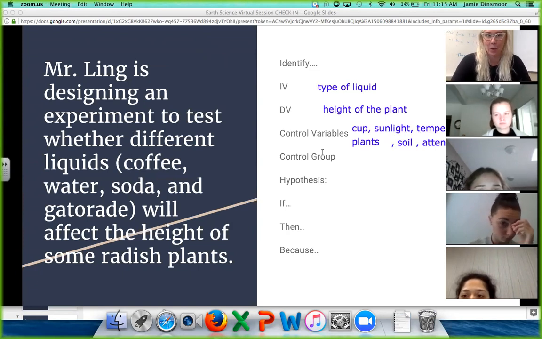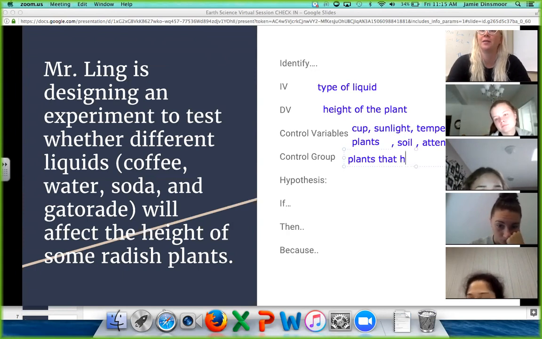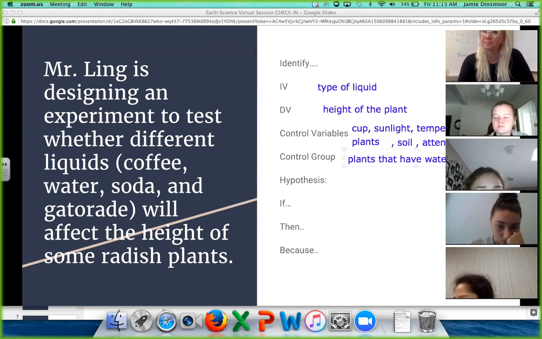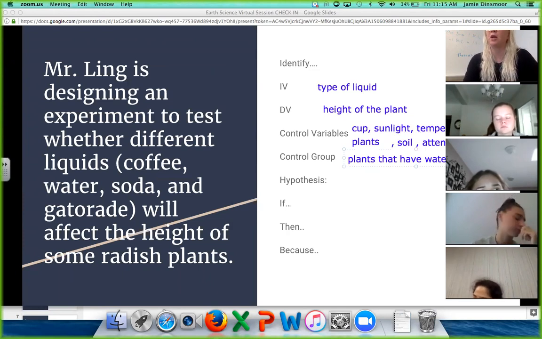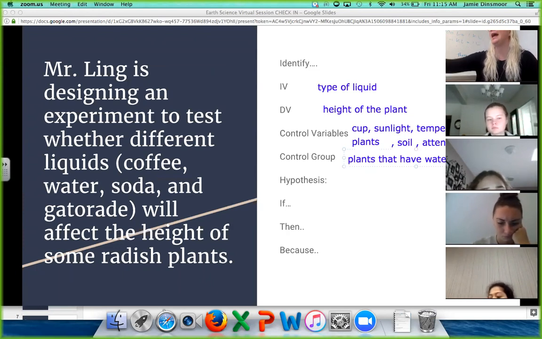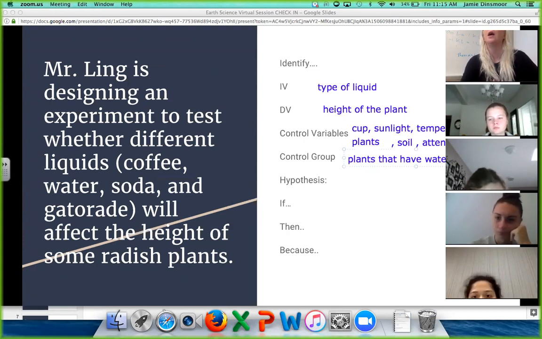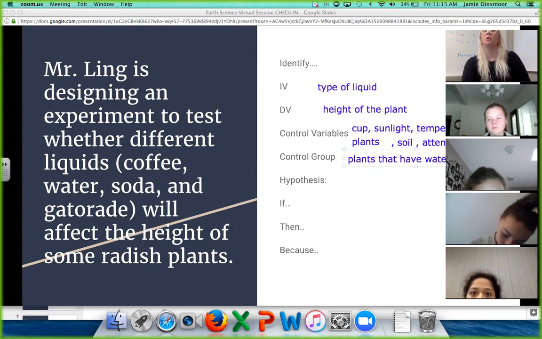Big hint in what I said. Water, right? So our plants that are watered with water, that's our control group because that's normal, right? How are we going to know if all these other liquids help if we don't have a normal plant to look at? Because if our normal plant barely grows, then maybe radishes just aren't growing well. Maybe you didn't have enough sunlight, maybe you didn't have enough something else, and it wasn't actually the liquids that was impacting it. So in this case, you would want to have a control group.